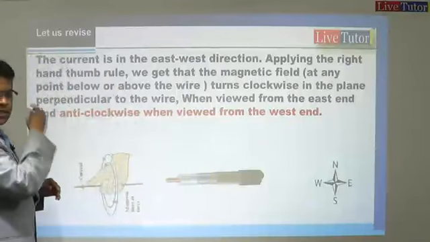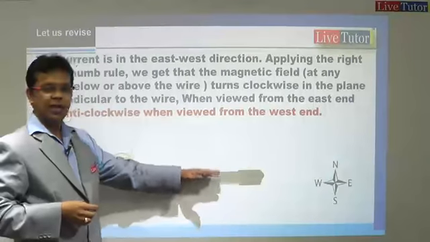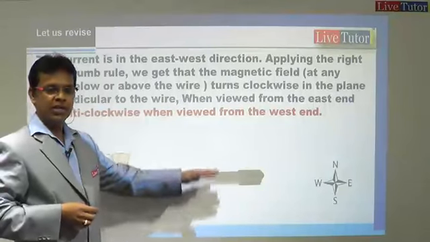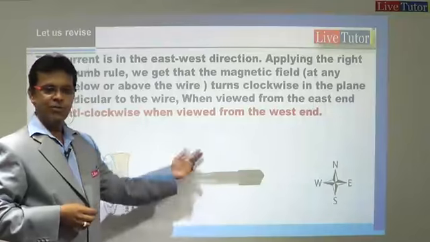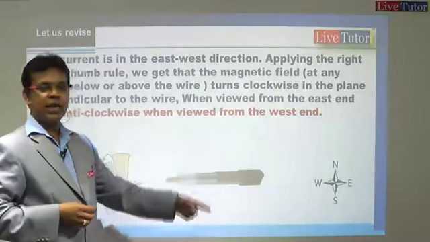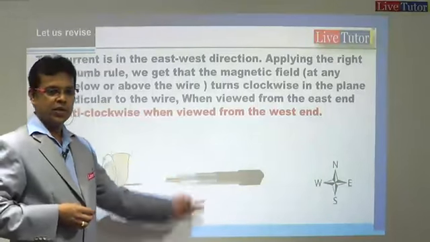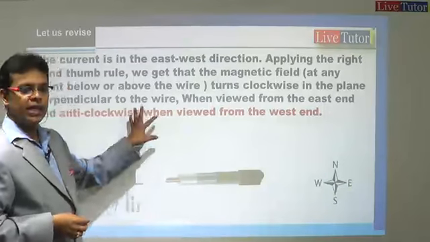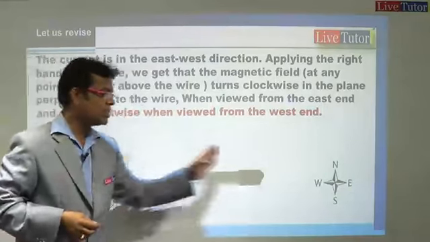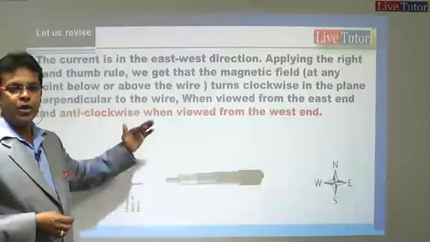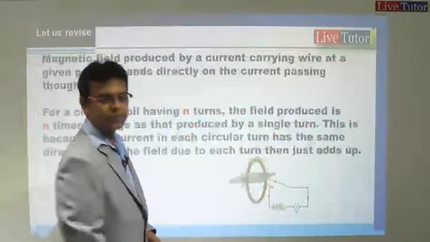The question is that they are asking the magnetic field above and below. Whether it is above or below, both are the same only. It is around the conductor. The magnetic lines of force are around the conductor. But we are specifying how it is viewed from east or west, how it is looking, clockwise and anti-clockwise.